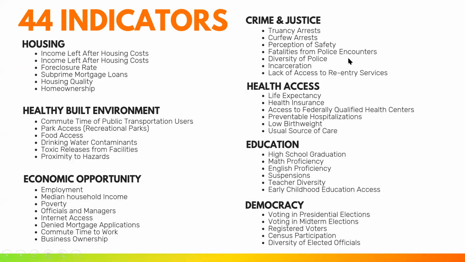Within each of these issue areas, we look at 6 to 8 indicators like housing quality and homeownership, for example, parks access, food access, employment, poverty, incarceration, life expectancy, health insurance, high school graduation, access to early childhood care and education, census participation, and diversity of elected officials, just to name a few. After gathering data on each of these issues and analyzing them, we plotted the results on a scatter graph using what we call a 3D analytical framework.